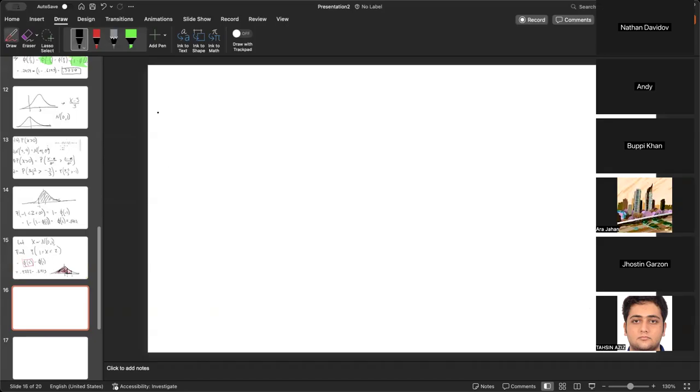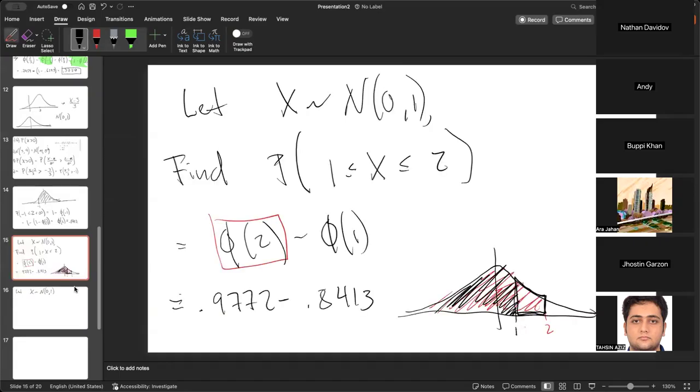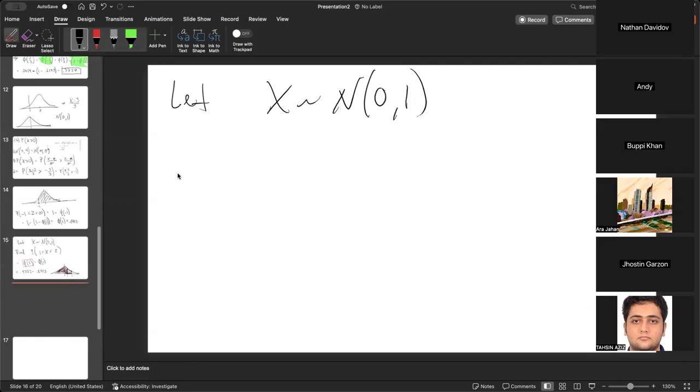Now let X have the standard normal distribution again. I want to compute the probability that X is greater than 2. Sorry, X is less than 2. No, X is greater than 2. Okay.